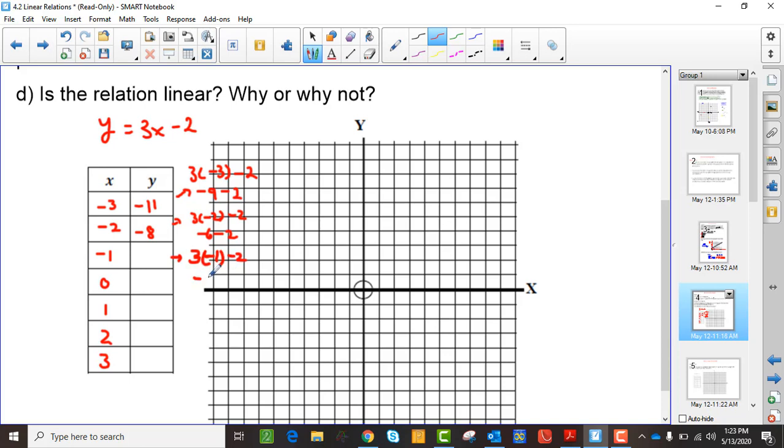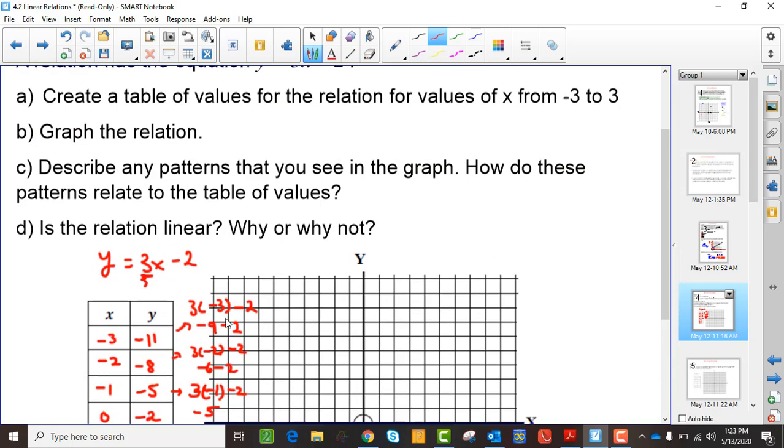That gives you -5. Okay, and you can notice now, I think, that the pattern is you're going up by 3, which is this number here. So this is just going to be -2. I'm just going to add 3. It's going to be 1. And if I add 3, that's 4. And if I add 3, that's 7. Okay, and then it says graph the relation.